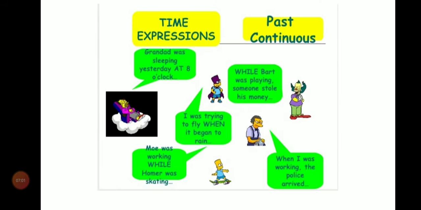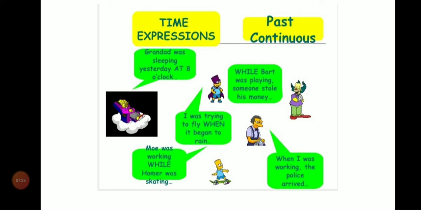We have some time expressions or some key words for the past continuous tense. Let me read some examples for you and then let's find out where the key word for this tense is. Granddad was sleeping yesterday at 8 o'clock. What do you think about the key word for the past continuous tense? Yes, you're right. It's at 8 o'clock yesterday, the specific time in the past.